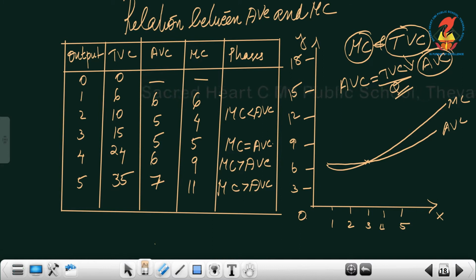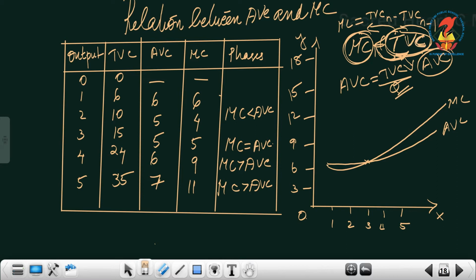So once again, you know the relationship between MC and TVC. From TVC we can find MC. How will you find? MC is equal to TVCn minus TVCn-1, isn't it? How? Because any change in the addition will affect the variable cost. Any change in the additions made will always reflect the total variable cost.